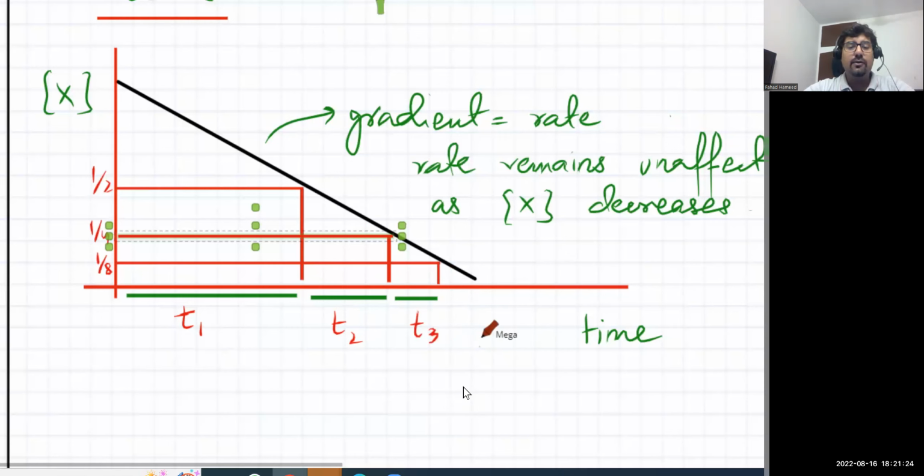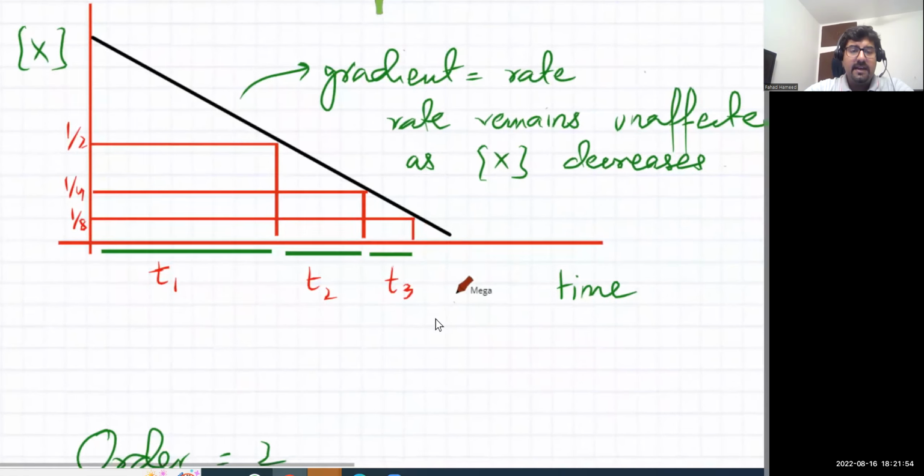Okay, so one thing that you'll notice is that every time the half-life is decreasing, it's decreasing by a factor of 2. If this took 10 seconds, this would be 5 seconds, this would be 2.5 seconds. So every time the reactant concentration decreases by half, the time required also decreases by half. The first time it took 10 seconds, second time it took 5 seconds, the third time it took 2.5 seconds. If you can just look at the schedule, you'll get the idea.